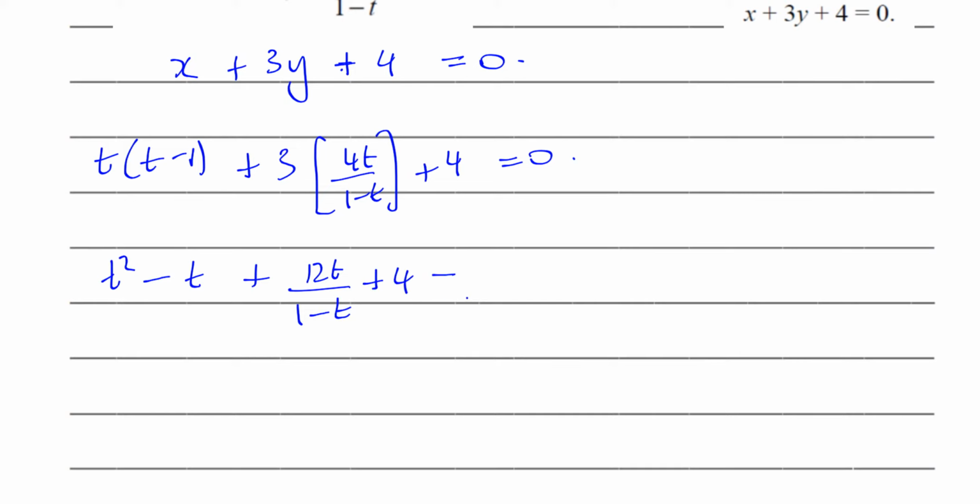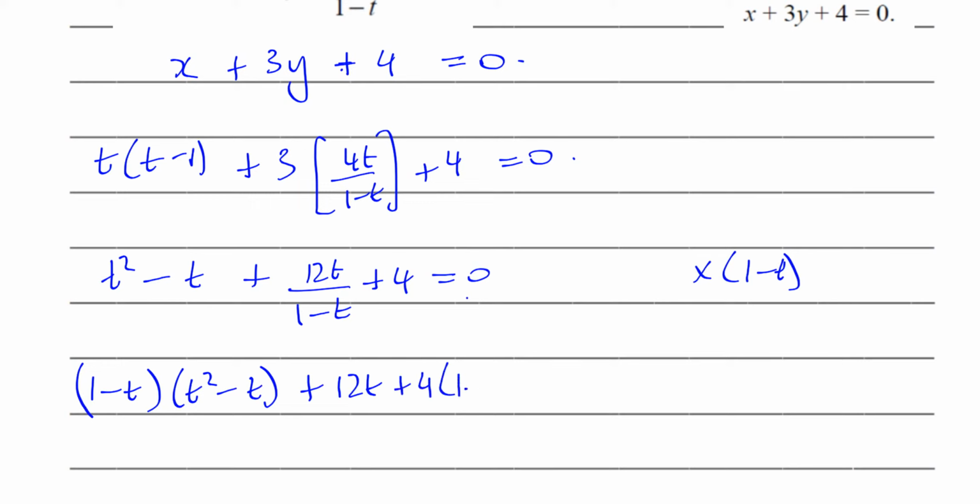And then what I want to do is get rid of the denominator. So I can multiply the whole thing by 1 minus t. That gets rid of the denominator. So I'll multiply this by 1 minus t, the whole thing. So I'll have 1 minus t times, you could say, t squared minus t. And I'll have 1 minus t times 12t over 1 minus t, which will give me 12t. I'll have 4 times 1 minus t, and that's equal to 0.